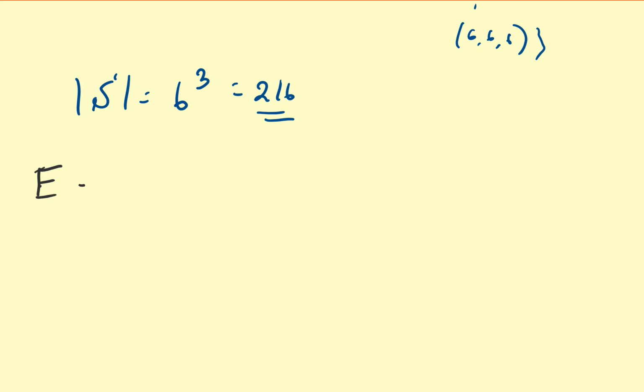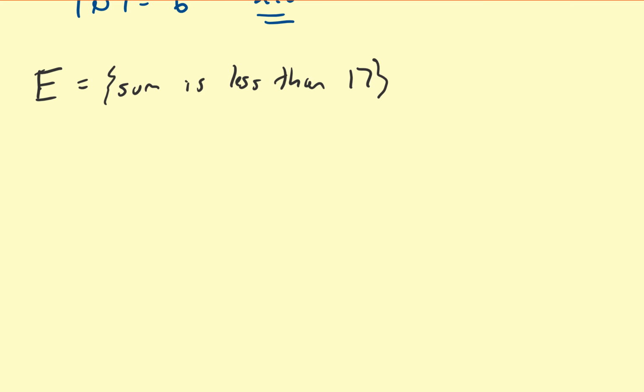So let us say that our event of interest is that the sum is, what kind of sum do we want? Say less than, say 17. So less than 17. What's the smallest sum that you could have here? The smallest sum is going to be 3. We can get a sum of 4, 5, 6, 7, all the way out to 16. So these are all the sums that we want.